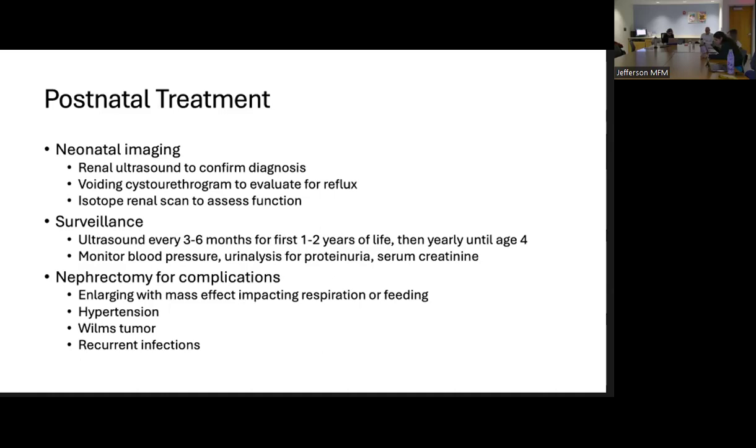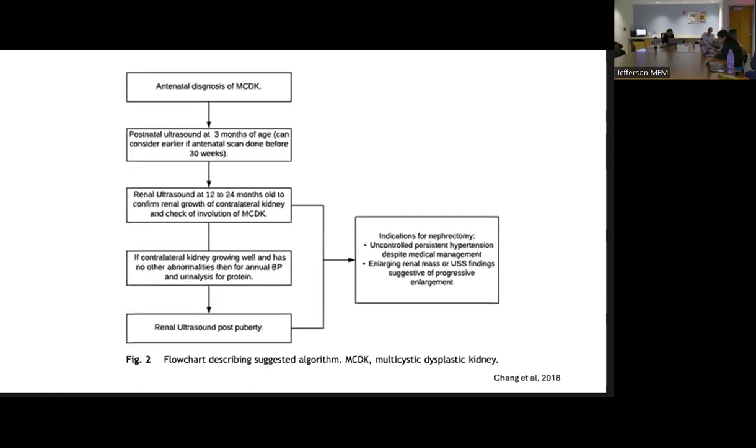So you have an enlarging mass that's impacting respiration or feeding in the neonate. You have hypertension, Wilms tumor, but we discussed that that's really been shown to not be associated, or baby is having recurrent infections. So essentially postnatally, it's conservative management and follow-up in the vast majority of cases. And so you can reassure patients with this information.